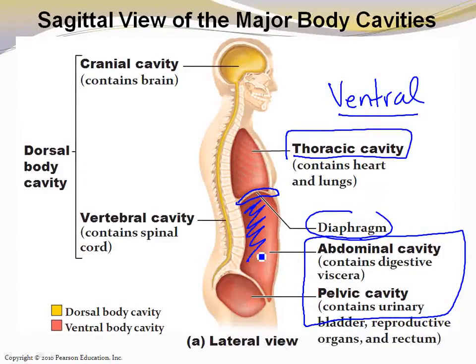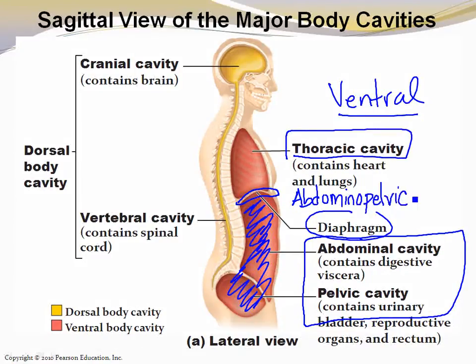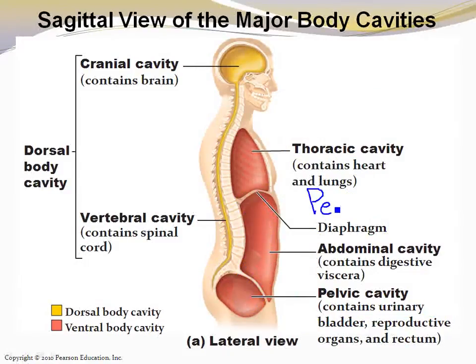These two together are very often referred to as the abdominopelvic cavity. And then yet another term to describe the abdominopelvic cavity is the peritoneal cavity. So as you're going to find out as you progress through your A&P courses, a lot of times there are multiple terms in anatomy that refer to the same things, and that is the case with these cavities.